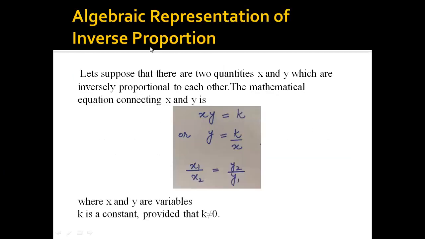Now let's see the algebraic representation of inverse proportion. Let's suppose there are two quantities, x and y, which are inversely proportional to each other. The mathematical equation connecting x and y is xy = k, or y = k/x. This is the first equation that connects x and y.